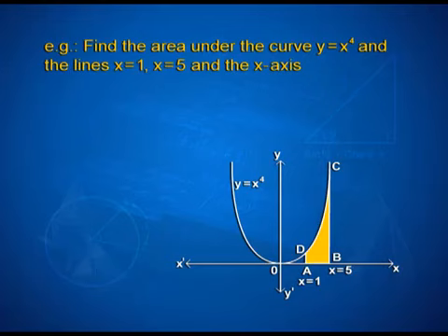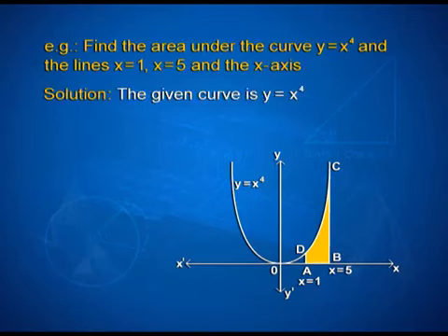Find the area under the curve y equal to x to the power 4 and the lines x equal to 1, x equal to 5 and the x axis. For the solution, the given curve is y equal to x to the power 4 with x axis and y axis, and the ordinates x equal to 1 and x equal to 5.